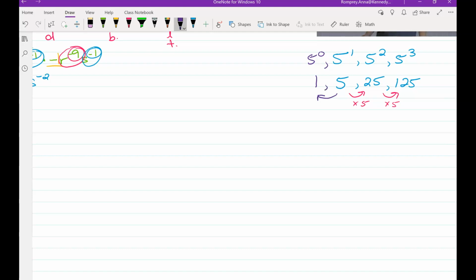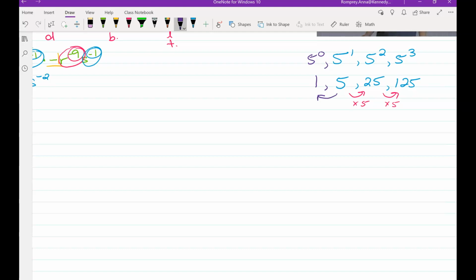1. You just proved that 5 to the 0 is actually 1. It is not 0, it's 1. Any non-zero number to the 0 power is 1. You just proved it. Crazy.